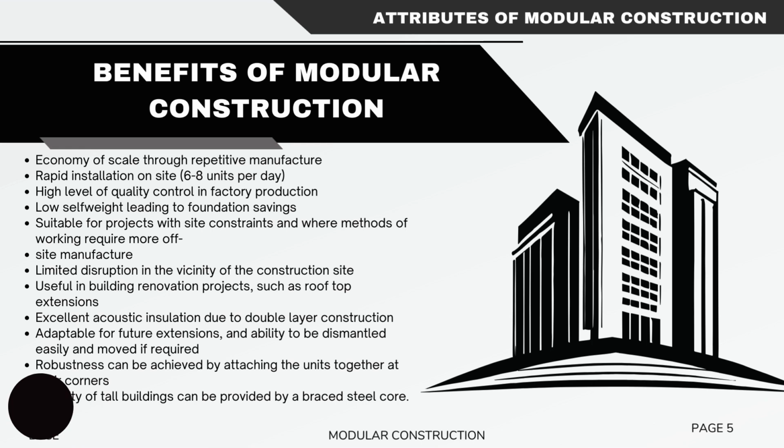We have site manufacturers limited in the vicinity of the construction site, useful in building renovation projects such as rooftop extensions. We have excellent acoustic insulation due to the double layer construction, adaptable for future extension, and the ability to be dismantled easily and moved if required. Robustness can be achieved by attaching the units together at their corners. Lastly, the stability of tall buildings can be provided by a braced steel core.